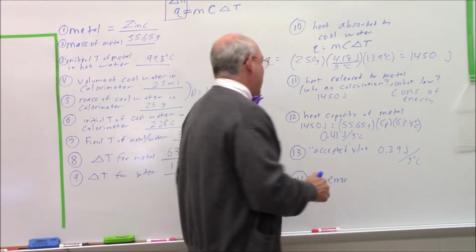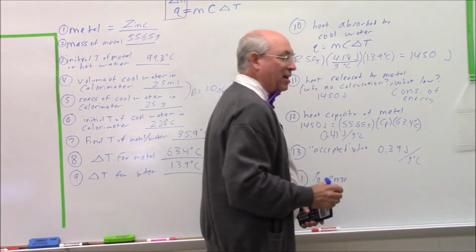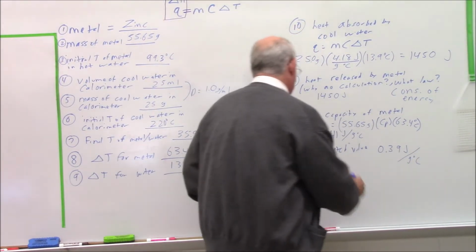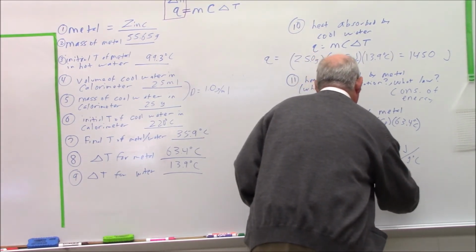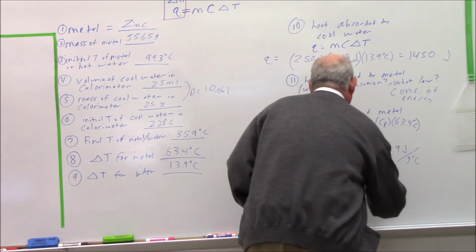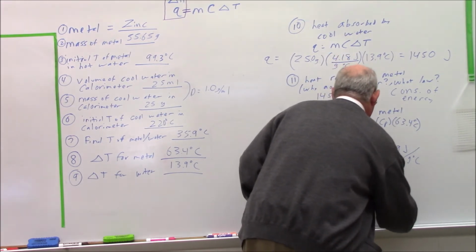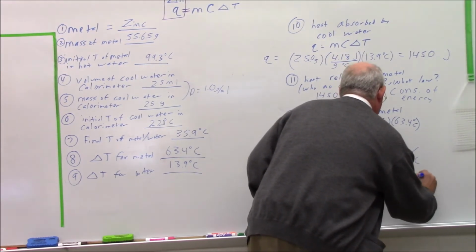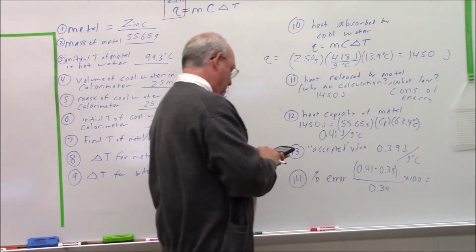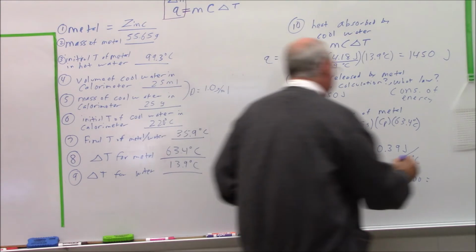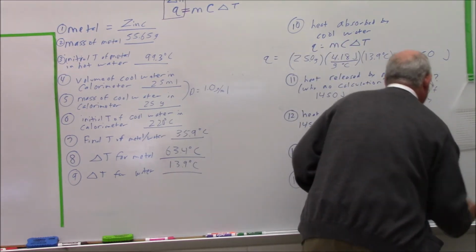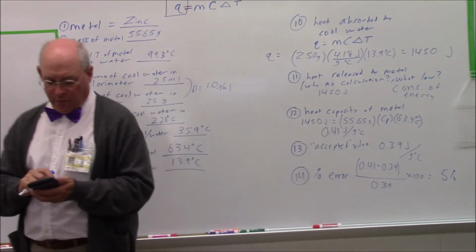And then for percent error, you have the formula. Again, we don't want you to memorize these formulas, but you would go 0.41 minus 0.39, divided by 0.39, times 100, and you'll get 5%, which is pretty darn close.